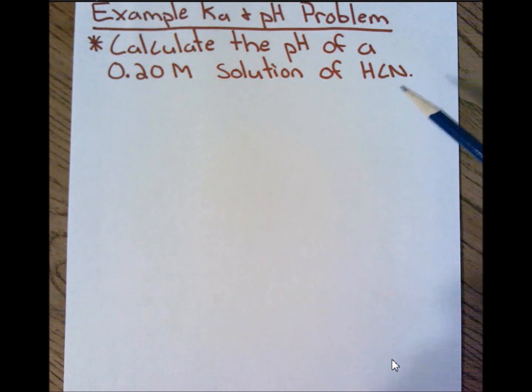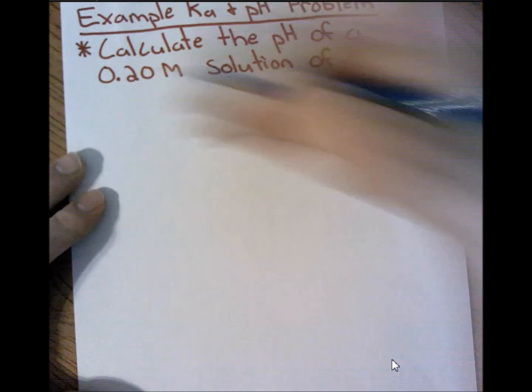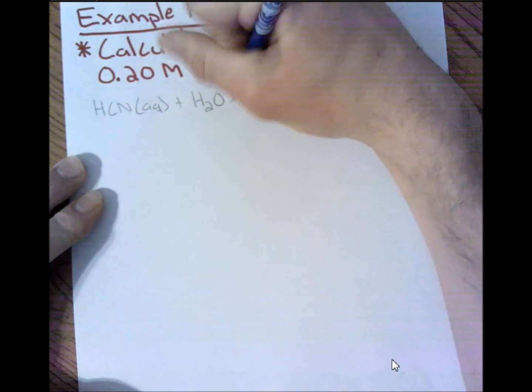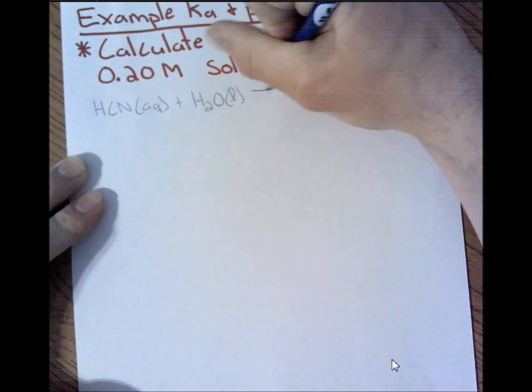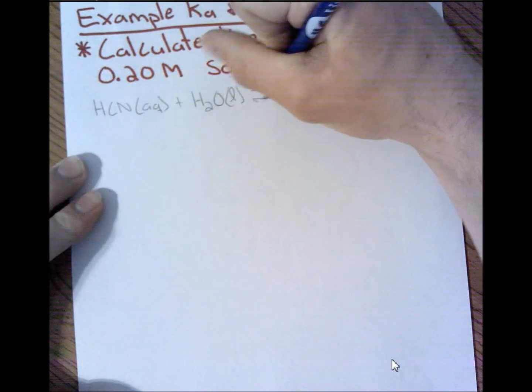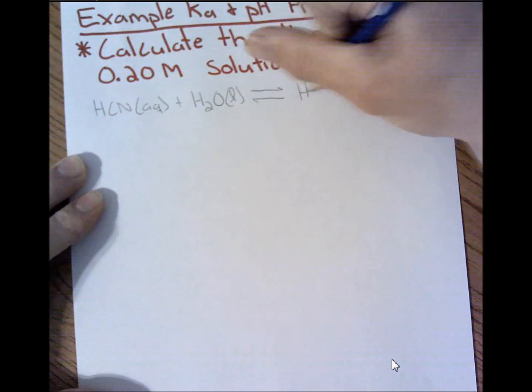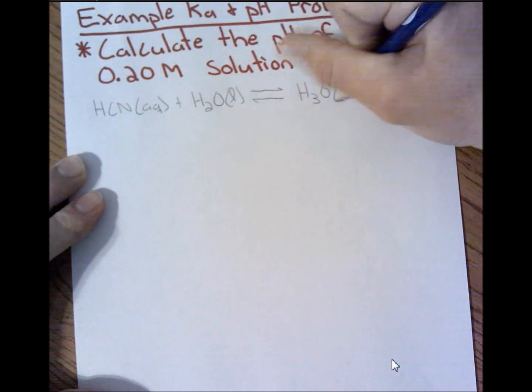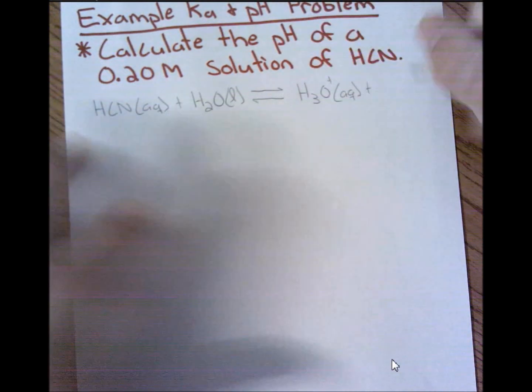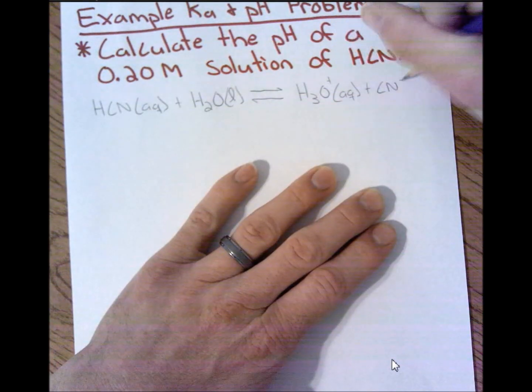So the first thing that we need to do is say HCN is a weak acid. It gets combined with water, H2O, and it's a weak acid, so it goes to equilibrium. Now, at equilibrium, on the other side here, we get H3O plus, and we get our cyanide ion. Now, just like we did on the previous problem, this is going to have an ICE chart.